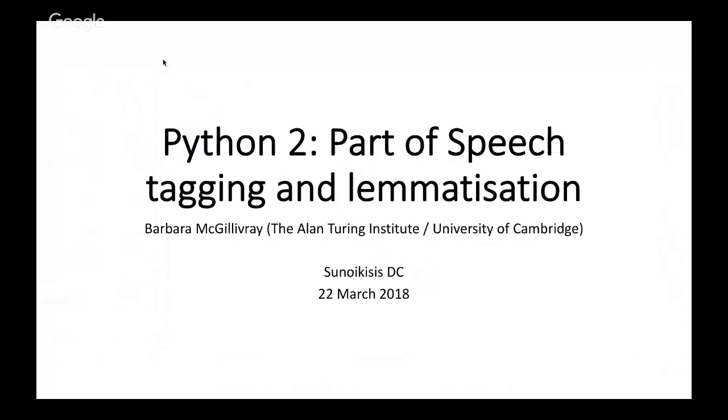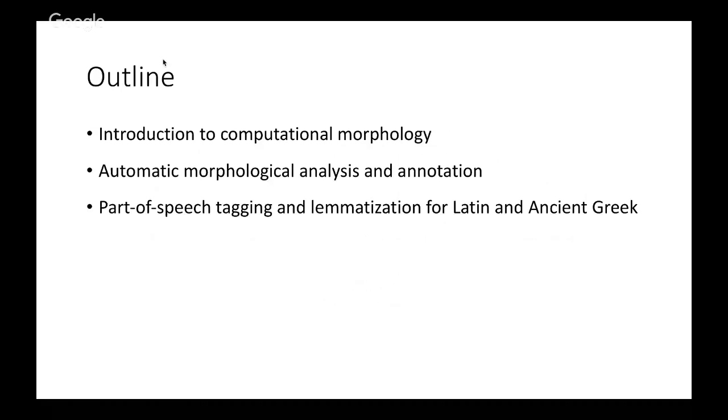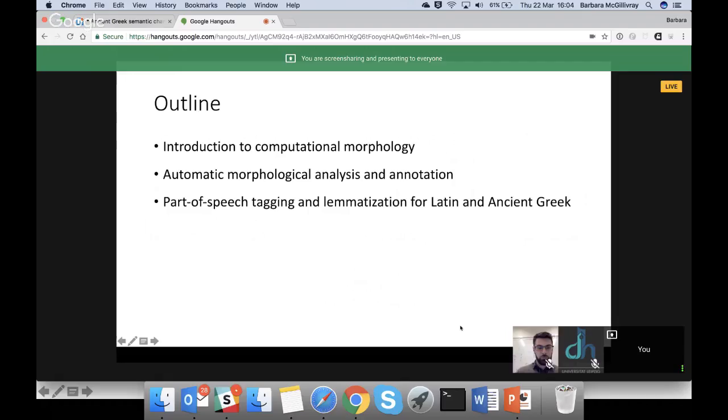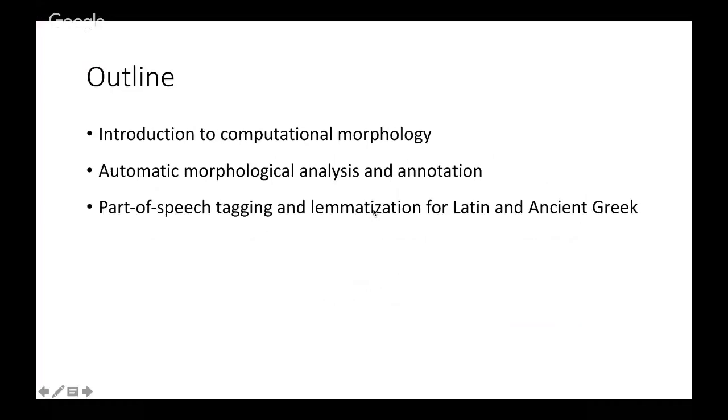Okay, so as I said, this is Python 2, part of speech tagging and lemmatization. So I will cover three main topics. Just a few words about computational morphology, and then automatic morphological analysis and annotation. And then I will talk about part of speech tagging and lemmatization for Latin and ancient Greek.